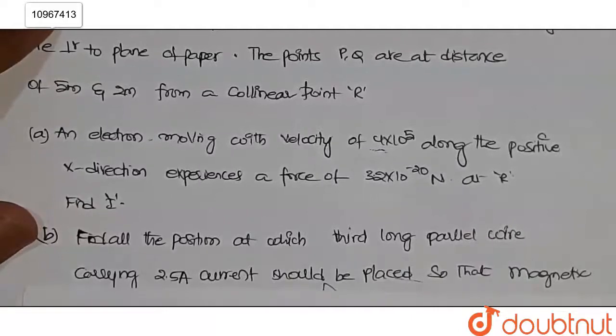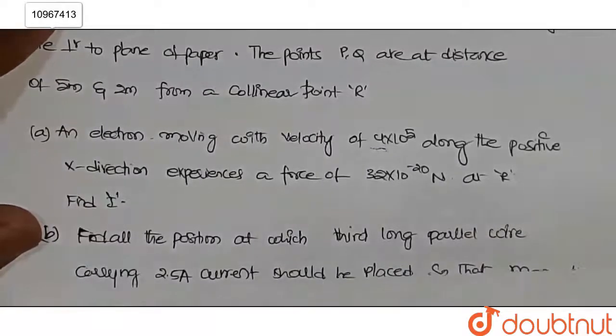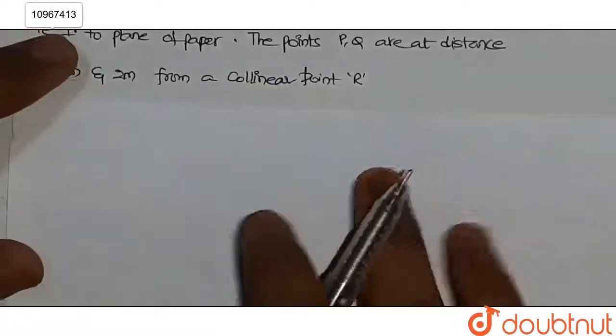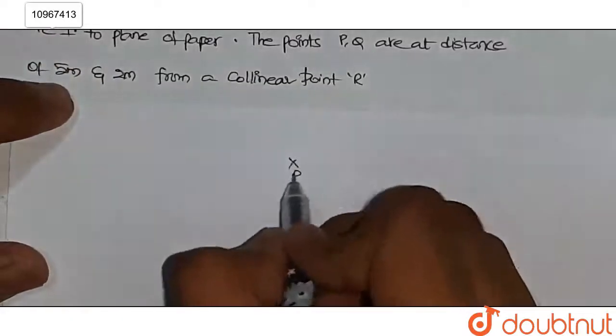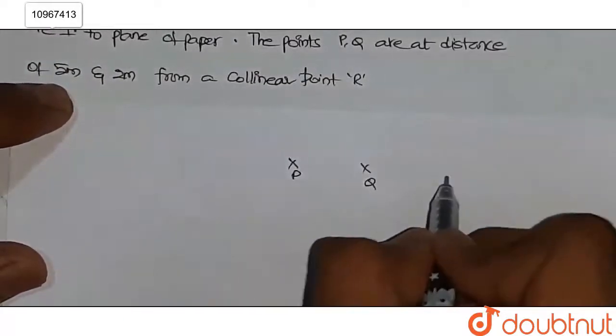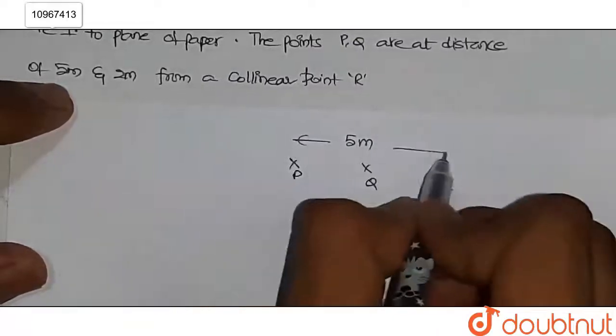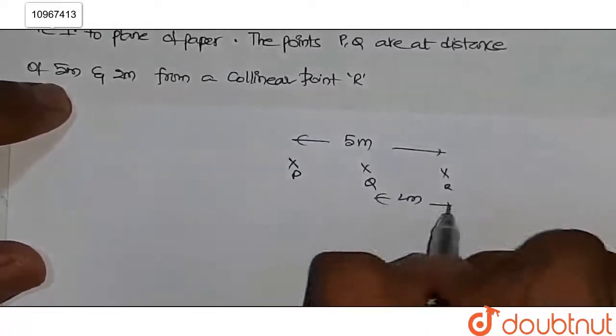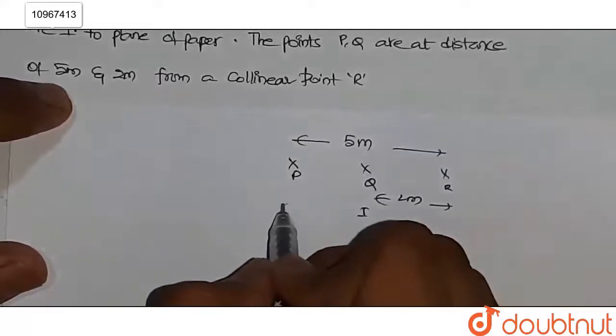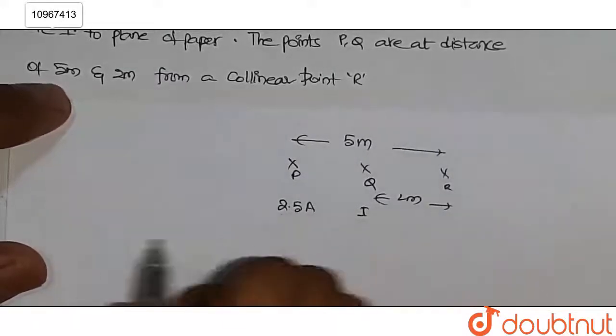So I will use a new paper because this is a very big problem. Okay, so let us say one conductor is like this, another conductor is here, and R is here. Here they have given this is 5 meters and this is 2 meters. Current flowing here is I and current flowing here is 2.5 amperes.